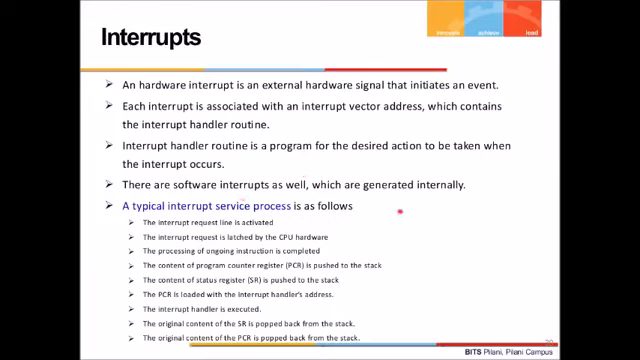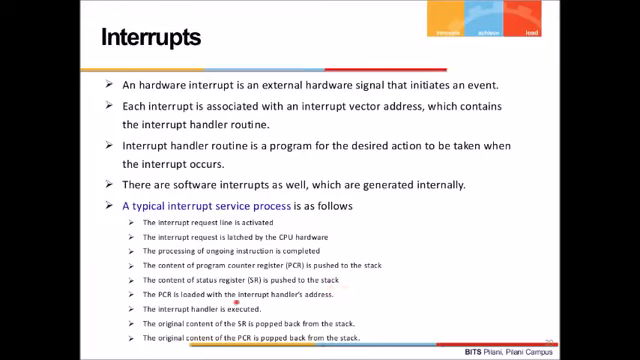Okay, so a typical interrupt service process is like this. First, the interrupt request line is activated, then the interrupt request is latched by the CPU hardware. Then the processing of the ongoing instruction, if something is going on, will be completed. Then the content of the program counter register is pushed to the stack, because a context switch happens. Okay. Then the content of the status register is also pushed into the stack. This is part of the context switch.